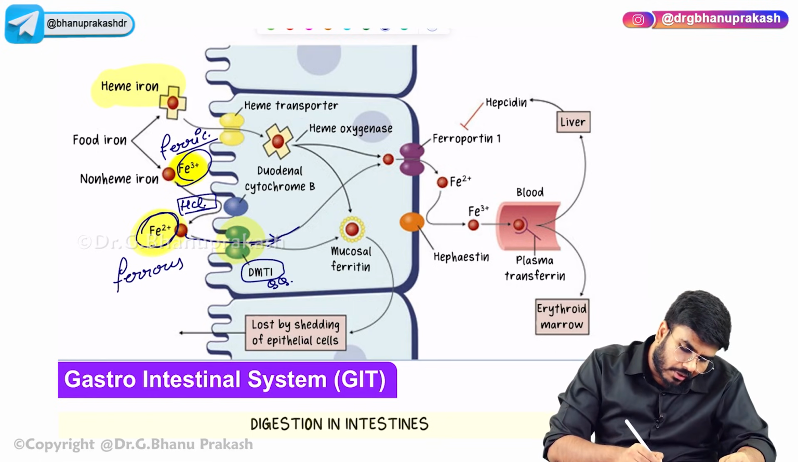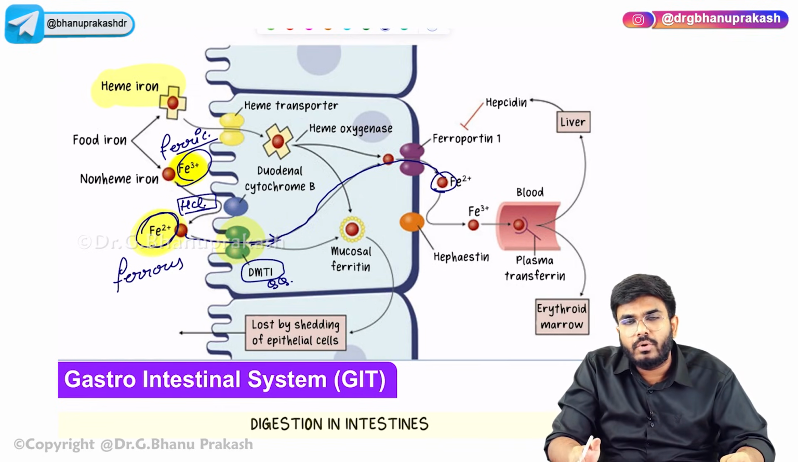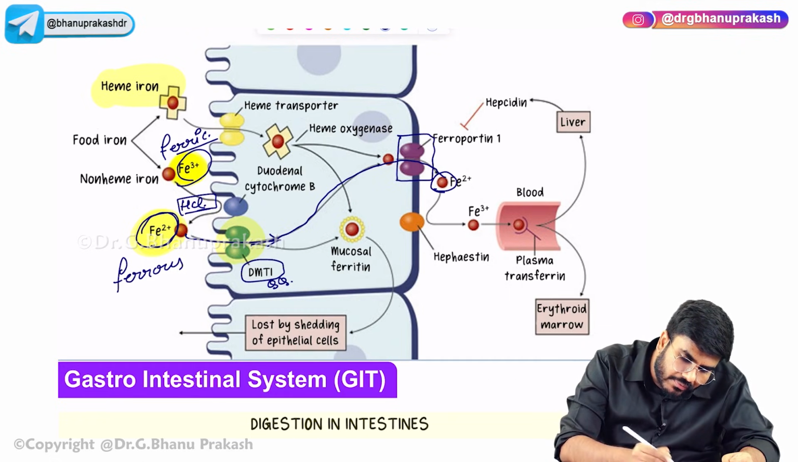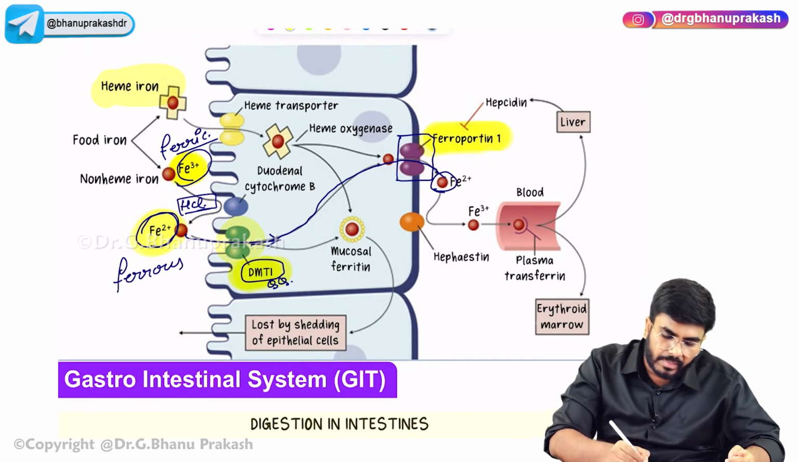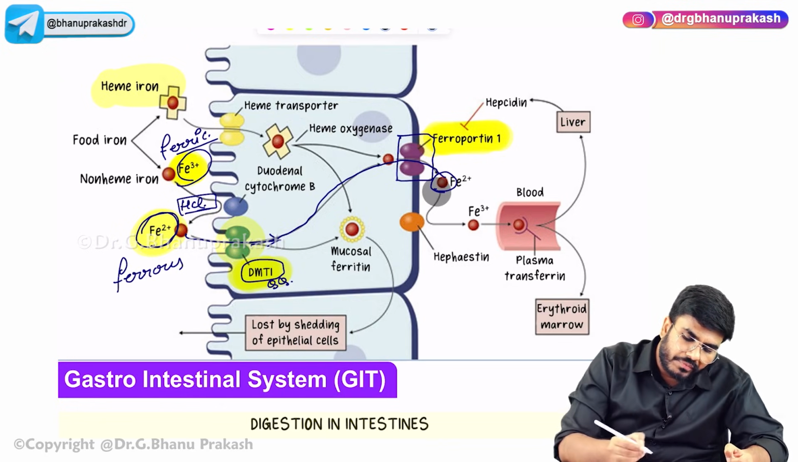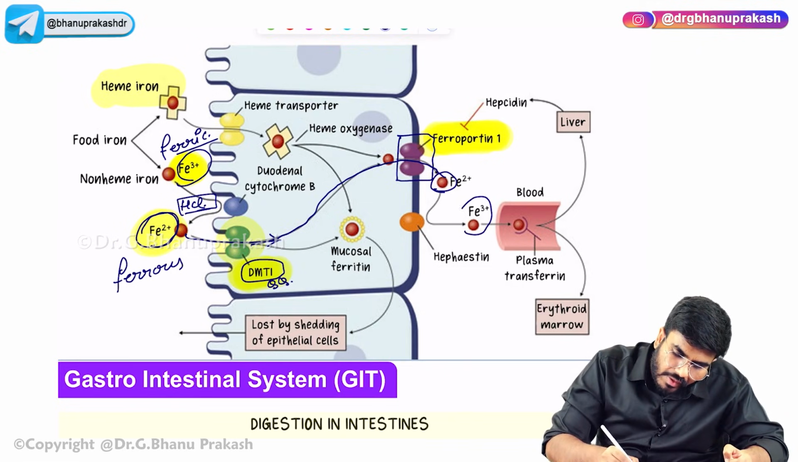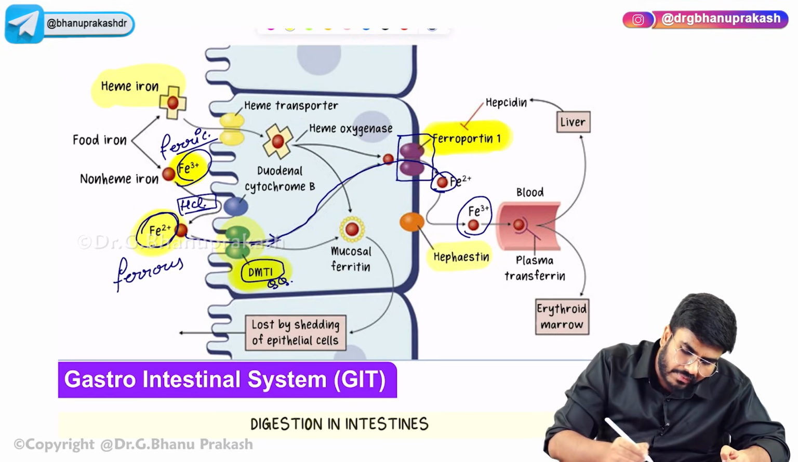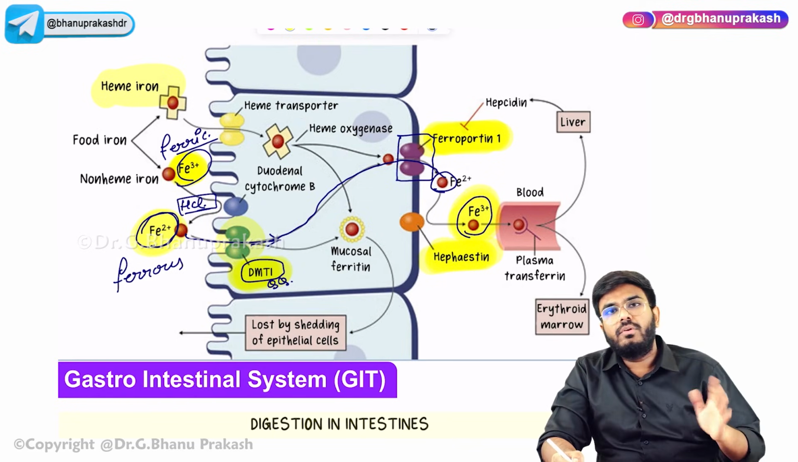Once you absorb the iron, look, this iron is coming out of the enterocytes and going into the blood. While it is going out, it goes through a transporter called ferroportin. So, entry into the cell is with the help of DMT1, and exit is with the help of ferroportin. Now, once it comes out, this Fe2+ is converted back into the Fe3+ form with the help of a substance called hephaestin. So now it has gone back to the Fe3+ form.